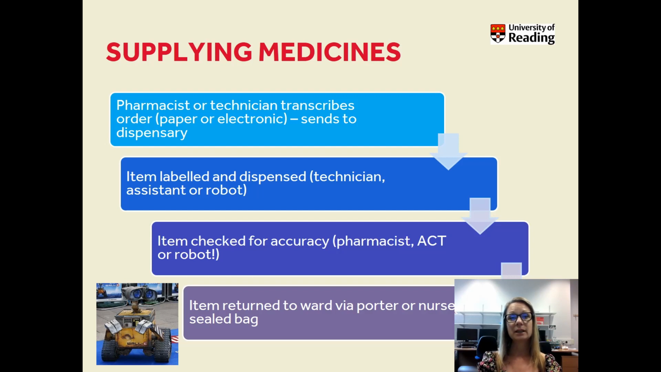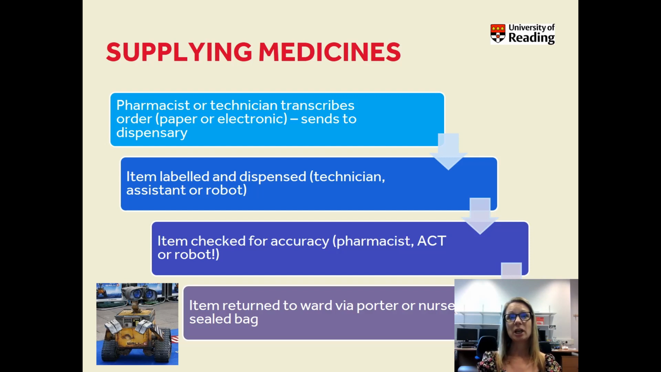Once in the pharmacy, the item will be labelled and dispensed either by a technician, assistant or robot, and then the item will be checked by a pharmacist, a check-in technician, or again a robot. In the case of a robot, they use barcodes on the medications to ensure that it's the correct product.